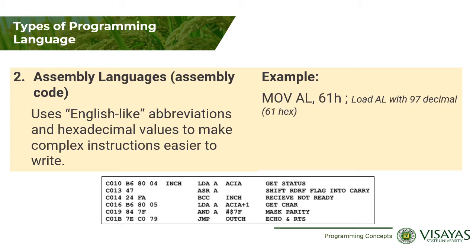In this type of programming language, we use another architecture-specific translator program known as assembler to translate the assembly code into machine language or machine code.